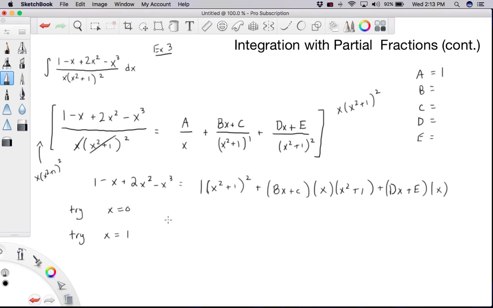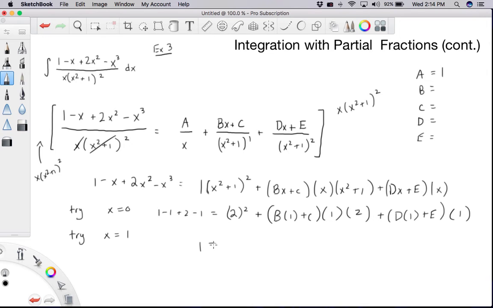Okay, so if we plug in x equals 1, we're going to get 1 minus 1 plus 2 minus 1 is equal to 2 squared plus b times 1 plus c times 1 times 2 plus d times 1 plus e times 1. Okay, so this looks quite complicated, but I think it's going to simplify to something nice.